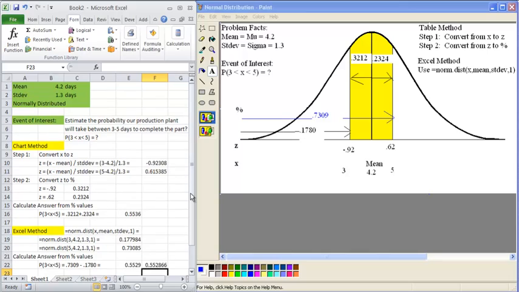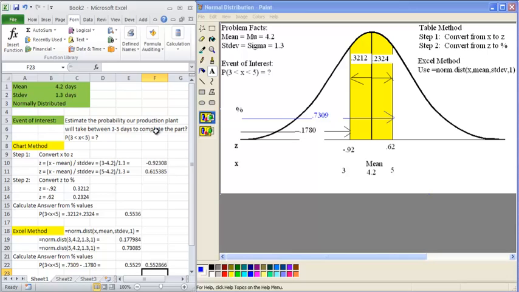Keep in mind, using the normal distribution to do this is somewhat of an estimate anyway. So if we said 55.3 or 55.4%, we would probably be all right with it. So our conclusion on this one is that it's going to be a 55.3% chance that it will take between 3 and 5 days to complete our custom engine.